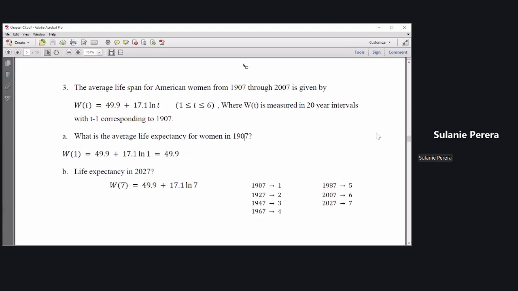So when they say 1907, you have to plug in t equals 1 because 1907 corresponds to t equals 1, and so on. So you have to see what you are going to plug in over here. 1907 is 1, 1927 is 2, 1947 is 3, 1967 is 4, go on writing. And then you will see that 2027 is 7. So instead of t here we have plugged in 7. And you can simplify using the calculator.